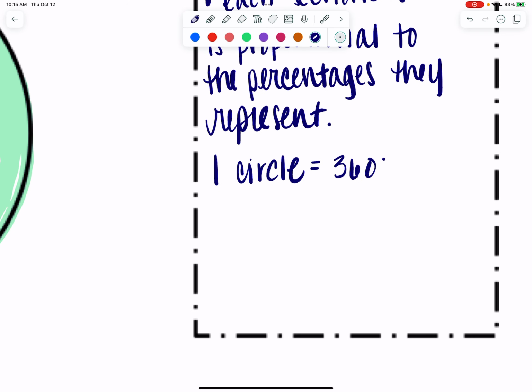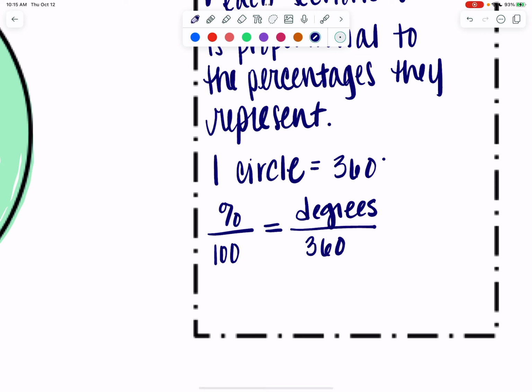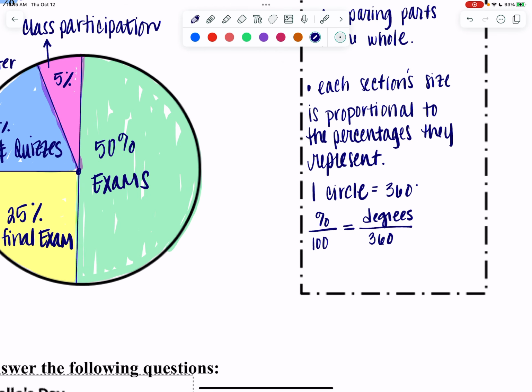If we want to figure out exactly how many degrees we need to take up on our circle, we know that the percent over 100 is the number of degrees for our section over 360 degrees total. So we can use it.